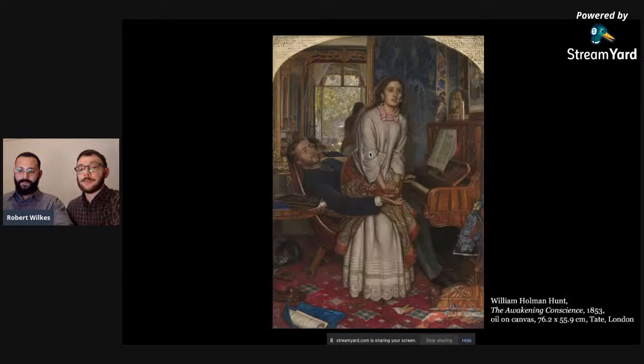And an excellent example of this is William Holman Hunt's painting from about 1853, The Awakening Conscience. The painting depicts a prostitute who is in the apartment which has been bought for her by her rich suitor.